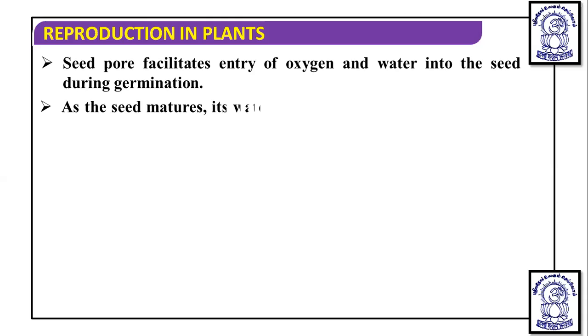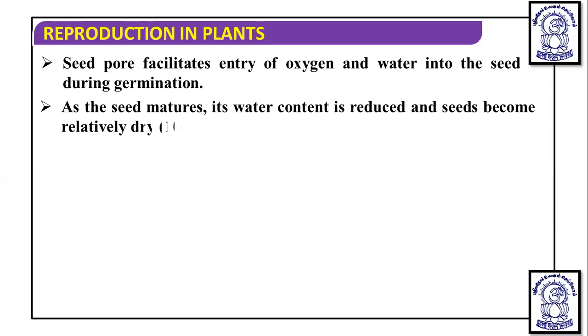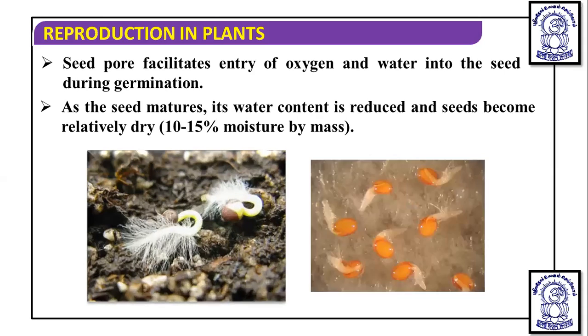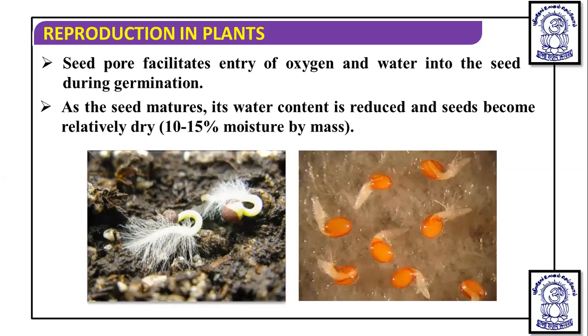Next to that, when a seed matures, the water content is reduced and the seed becomes relatively dry. So when a seed matures, the water content is reduced to 10 to 15% moisture by mass. And you can see here a germinating seed, where they have started germinating, coming out of the seed coat by breaking it.